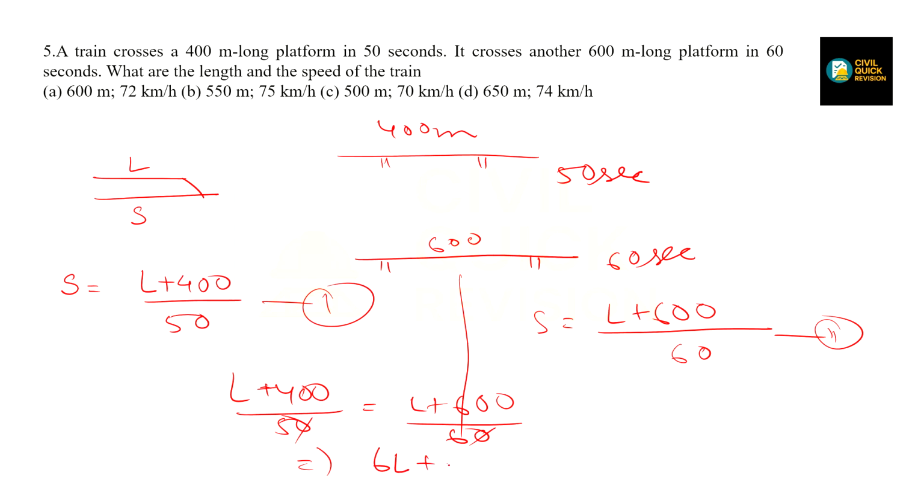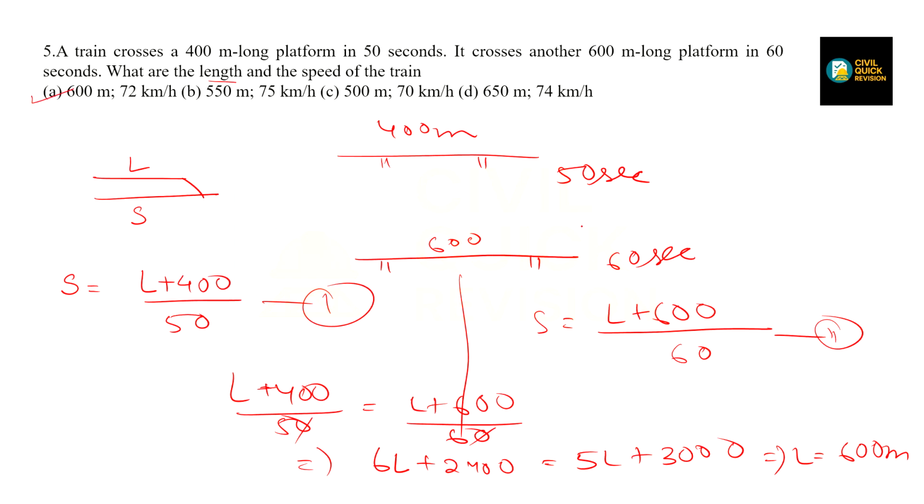6L plus 2400, here 5L plus 3000. From this we got the value L as 600 meter. This is the length of the train. You see 600 meter is here, only one option, so option A will be the correct answer.